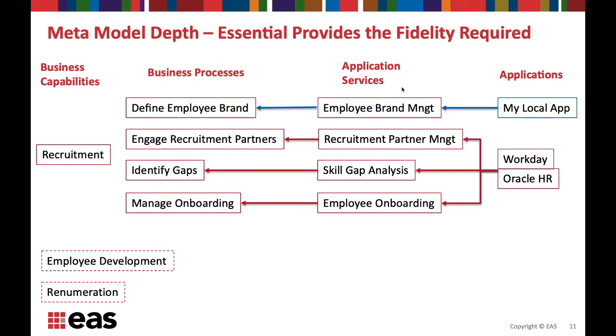We call them application services in our meta model, but it's quite important in breaking down the applications and saying, what do these applications do for me? And also from your process, what do I need applications to do to support my processes? That's where you get this level of detail here. So we need applications that do these things. They need to understand and manage the employee brand. They need to manage recruitment partnerships. They need to manage skill gap analysis, and they need to manage employee onboarding.